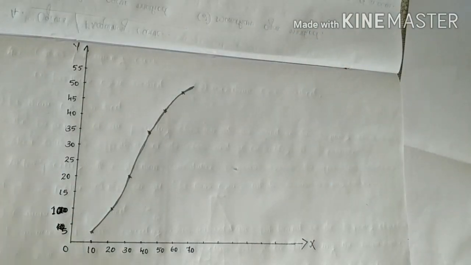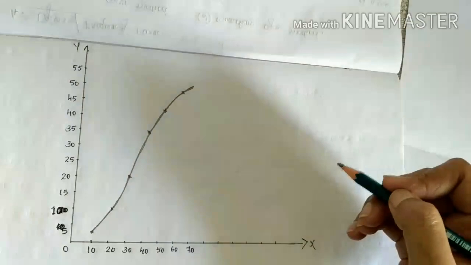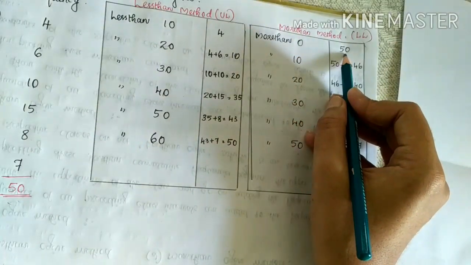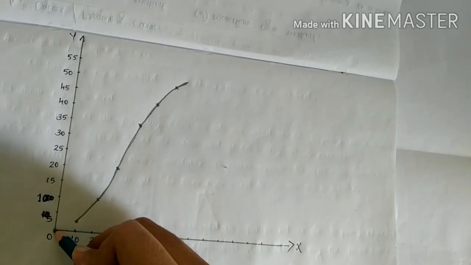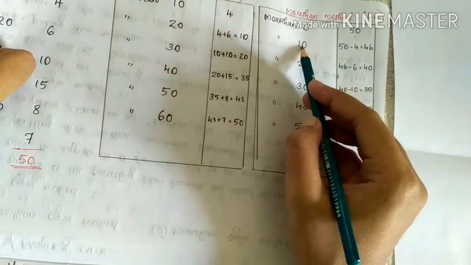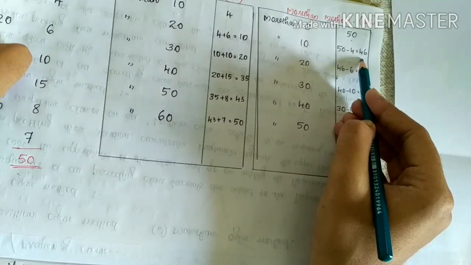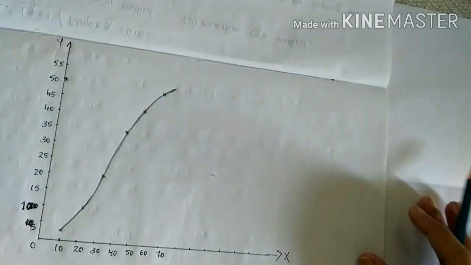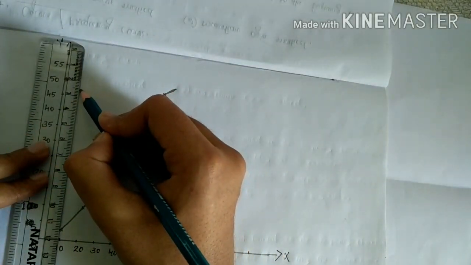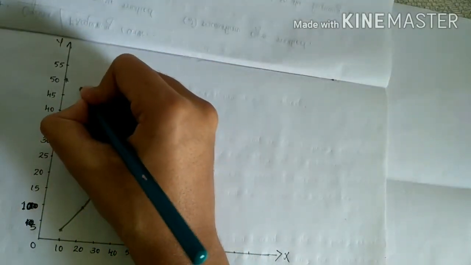The same procedure you have to follow for drawing the more than ogive. So the first thing is that more than 0, the cumulative frequency is 50. So more than 0, 0 means here, the cumulative frequency is 50. So you have to mark a point here. And the next one, more than 10, the cumulative frequency is 46. So we have to mark more than 10, the cumulative frequency is 46. So mark a point here.